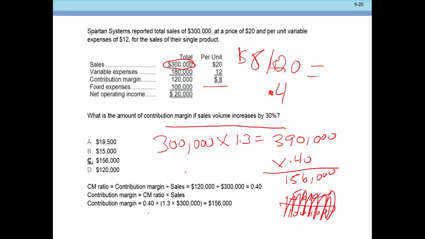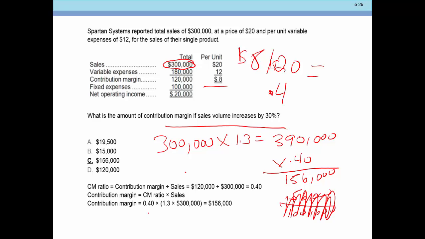300,000 times 1.3 equals 390,000. Times my contribution margin ratio means that I would have 156,000 of contribution margin if I increase my sales by 30%.